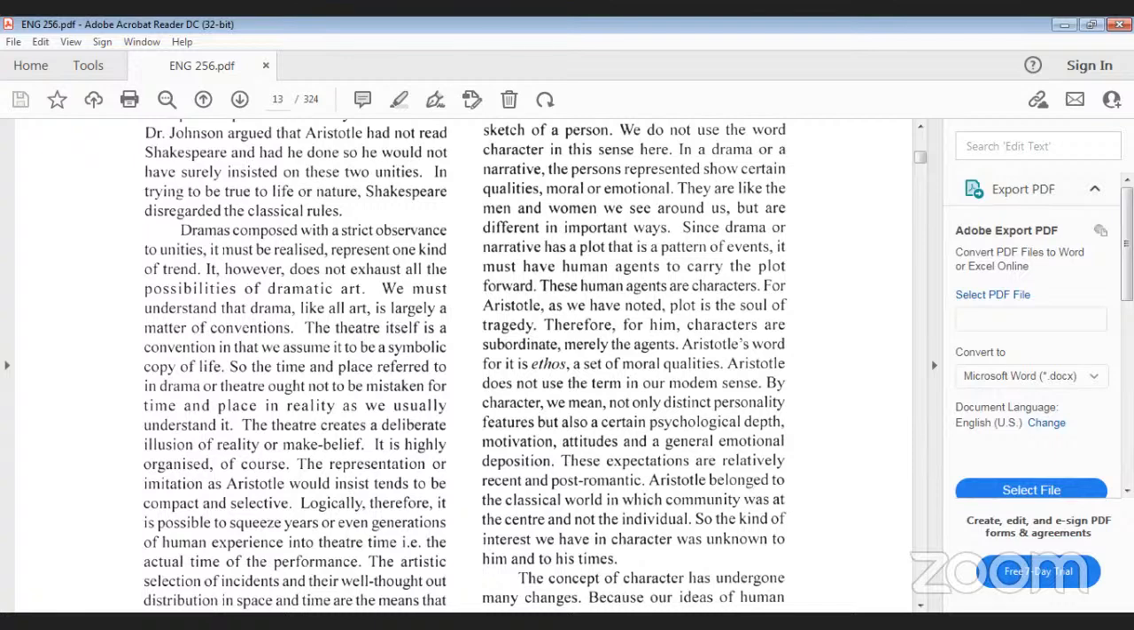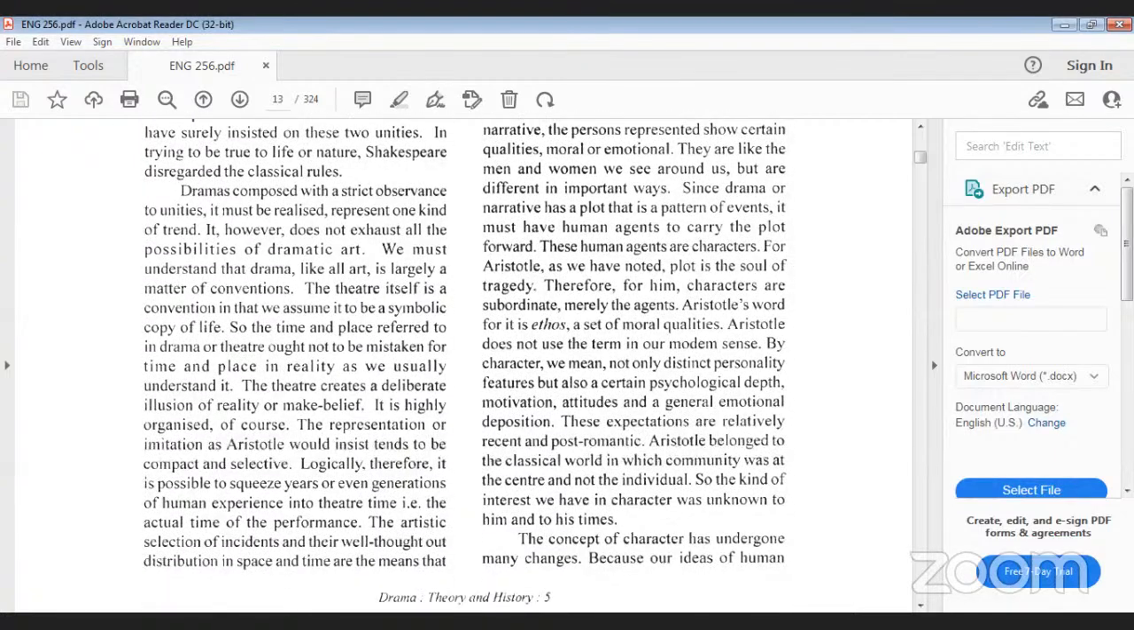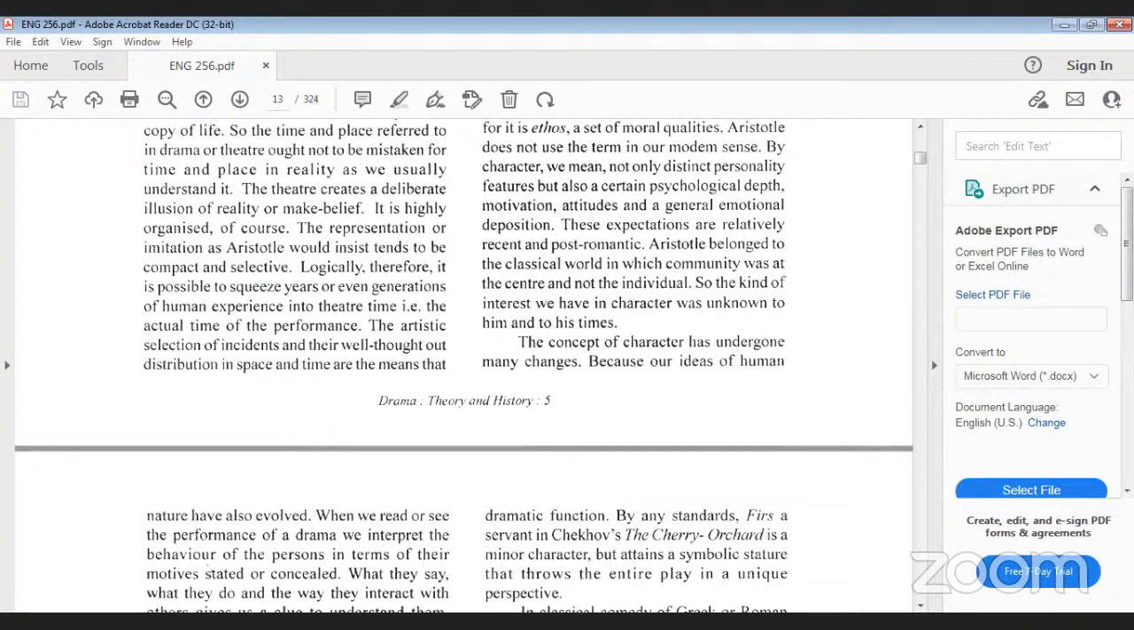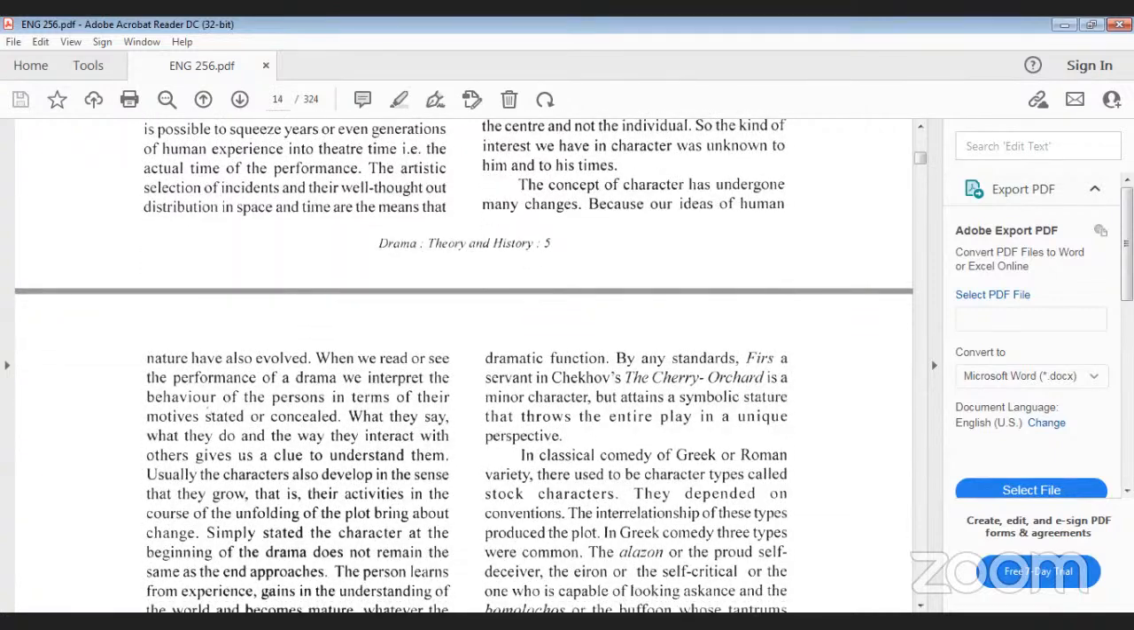So the kind of interest we have in the character was unknown to him and to his time also. But the concept of character has undergone many changes, because our ideas of human nature have also evolved. When we read or see the performance of a drama, we interpret the behavior of the person in terms of their motives, stated or concealed. What they say, what they do not, and how they interact with each other gives a clue to understand them.